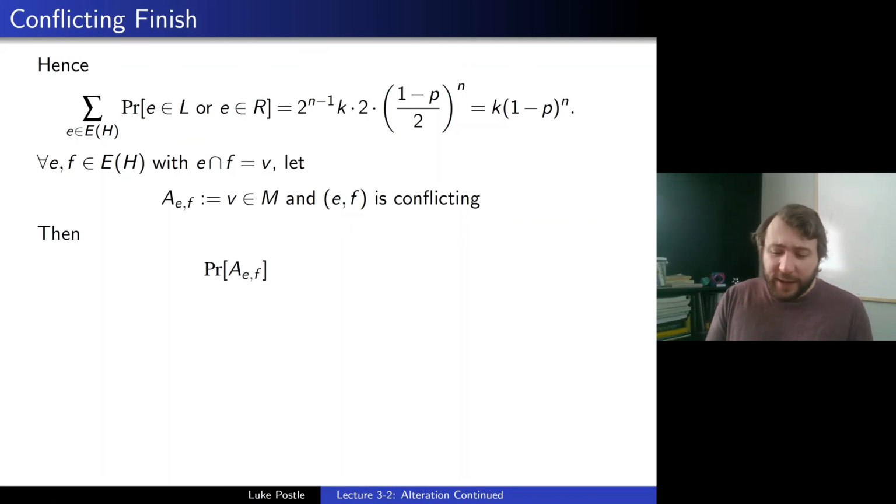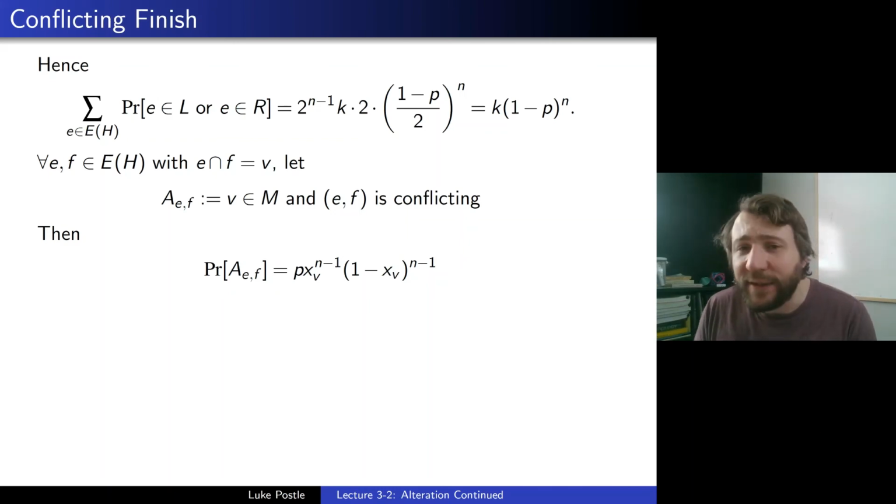So, E and F are fixed, they intersect in only one vertex V. What's this probability? Well, it's p times, so p, because that's the probability that V ends up in M, so the middle interval has measure p. And then you need all of the vertices of E, all n minus 1 of them, to come before xv. Again, xv is this label of V, this time when V arrives. So they all have to come before. So that'll be xv to the n minus 1. All the ones in F have to come after, 1 minus xv to the n minus 1.